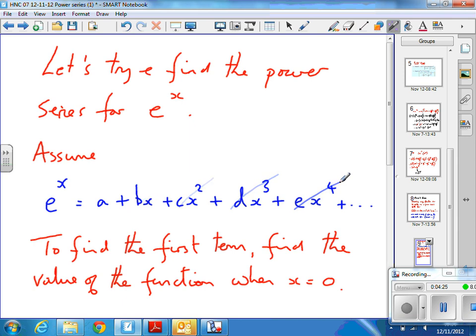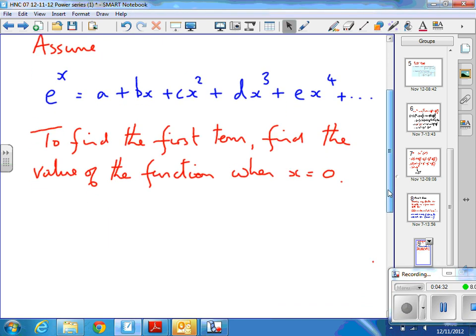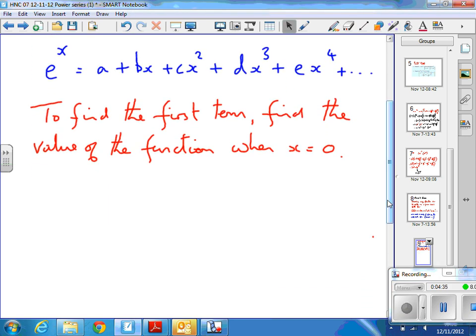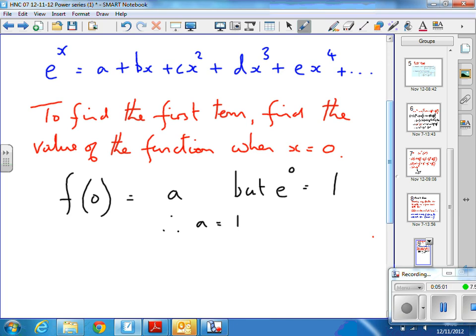So to find the first term, find the value of the function when x equals 0. Write down that the value of the function at 0 equals a, because all the other terms have disappeared. But e to the 0, anything to the power 0, from the laws of indices, is 1. So therefore a equals 1. So we've got the first term in our series: a is 1, so it's going to be 1 plus something.